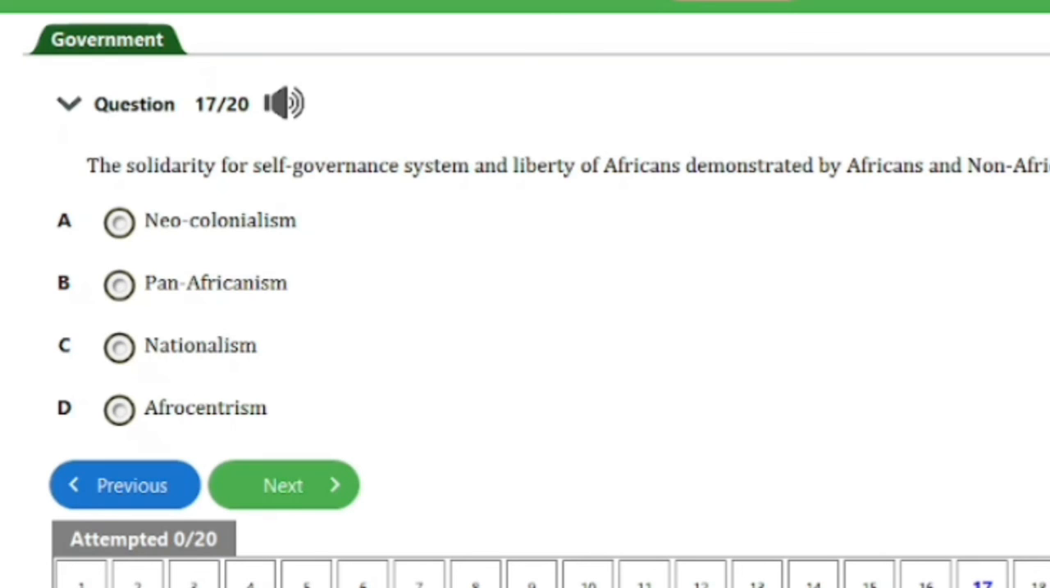So that's it for this question. Option B is the answer to this question, Pan-Africanism. So let's head on to the next question, guys.